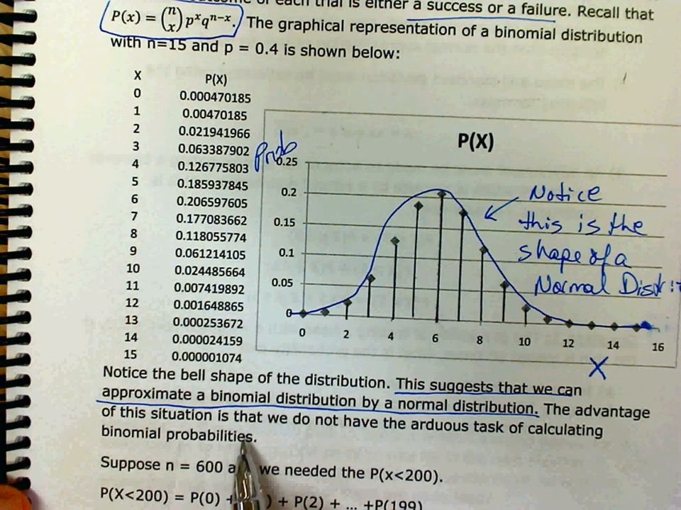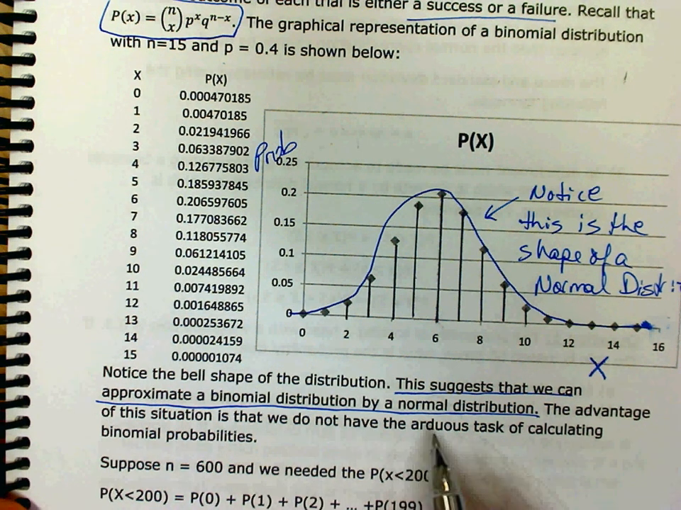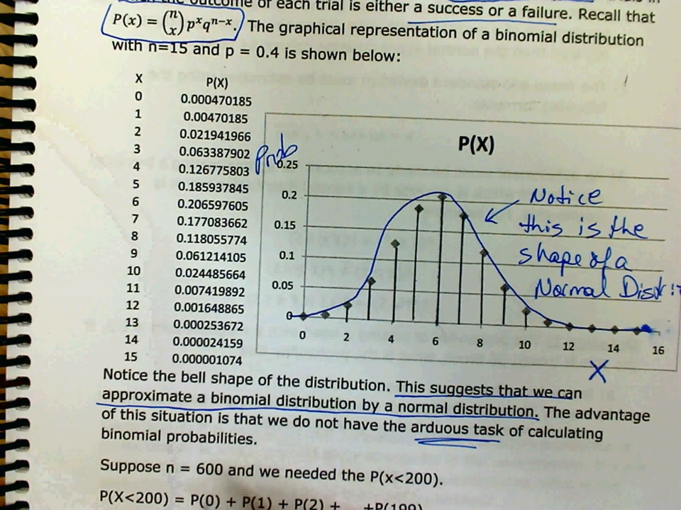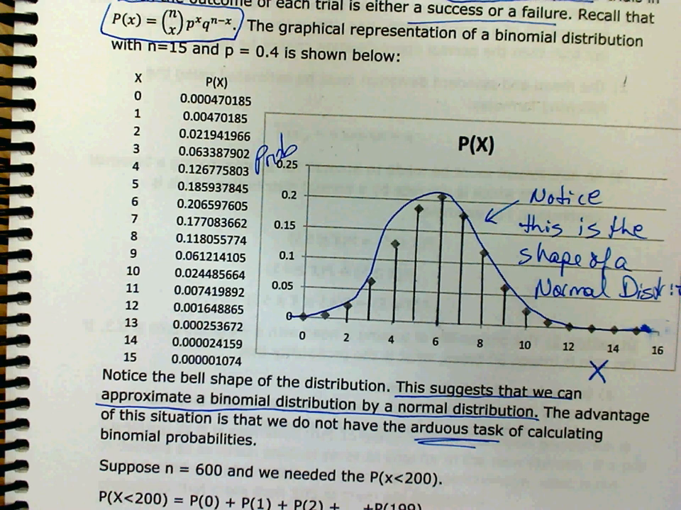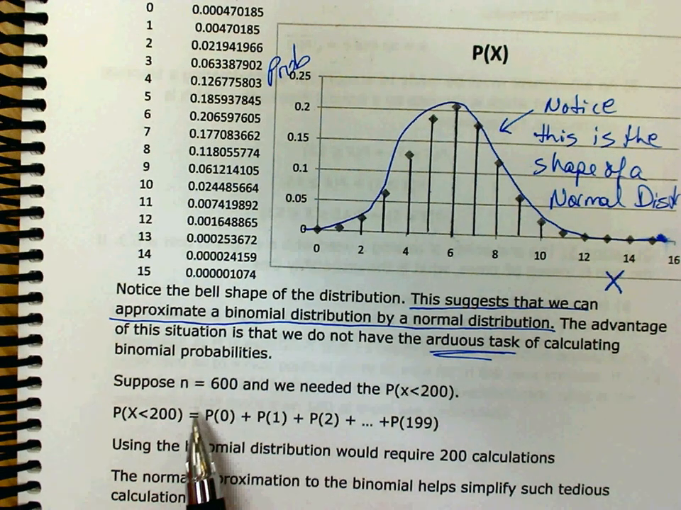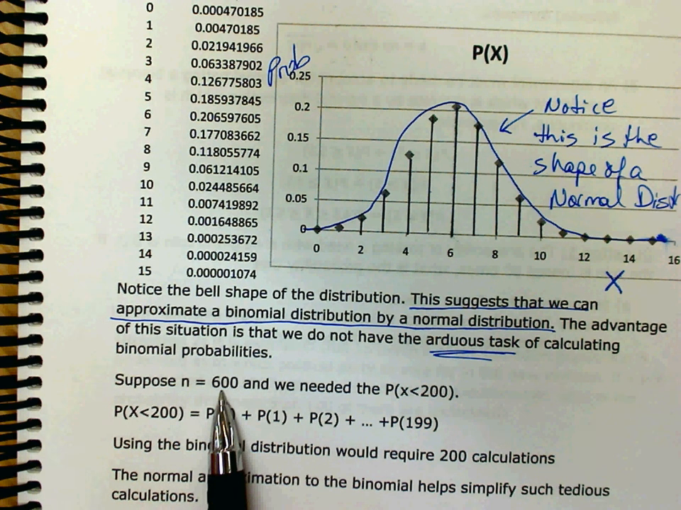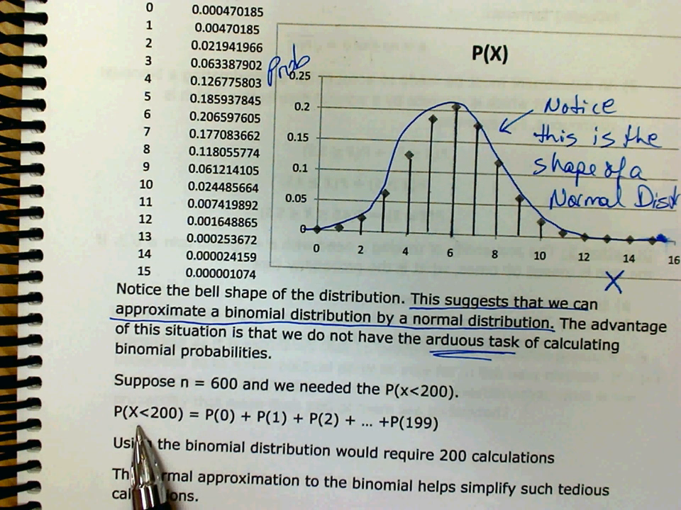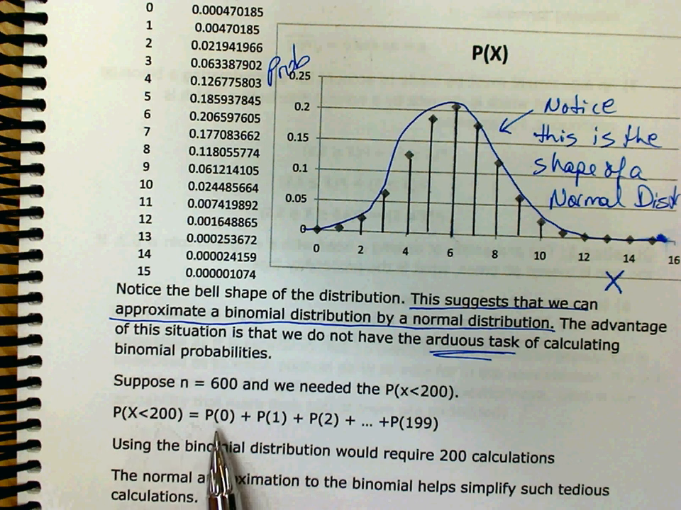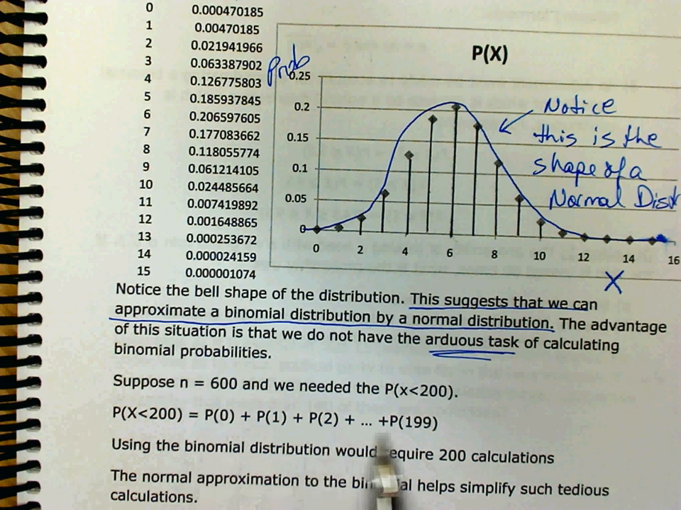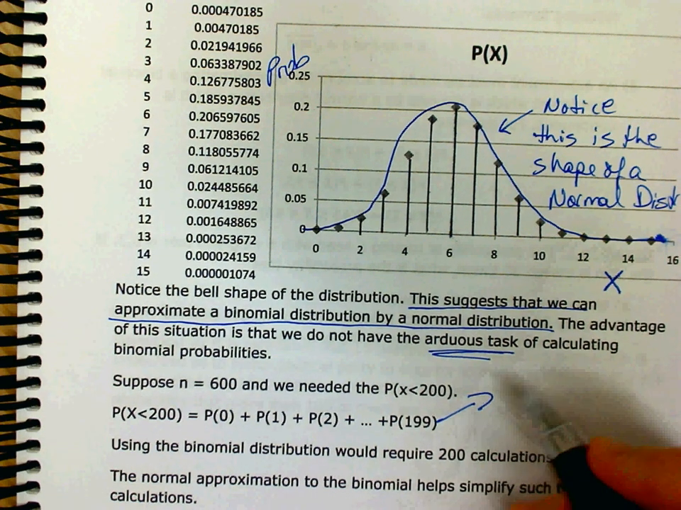The advantage of this situation is that we do not have the tedious task of calculating binomial probabilities. So here's an example. Let's suppose n equals 600, and we needed to know the probability x is less than 200. Well, the probability x is less than 200 equals the probability of 0 plus the probability of 1, and so on. Can you see how we would have to do 200 calculations?